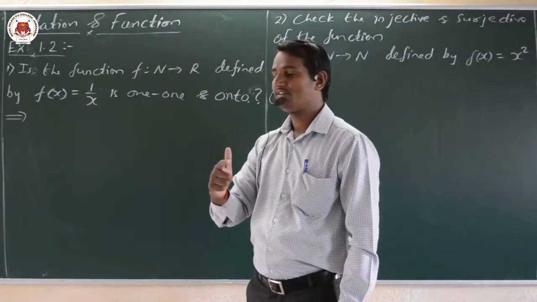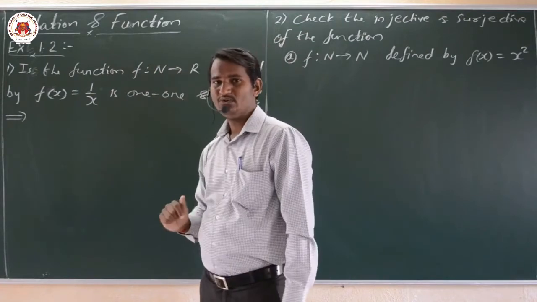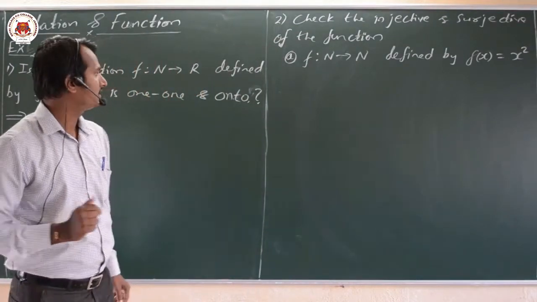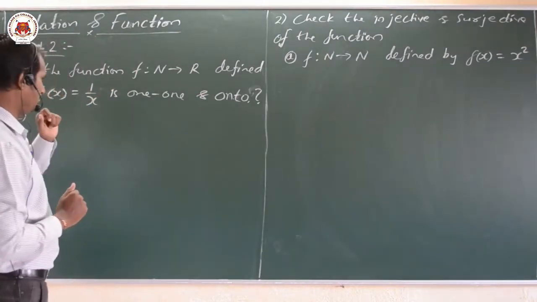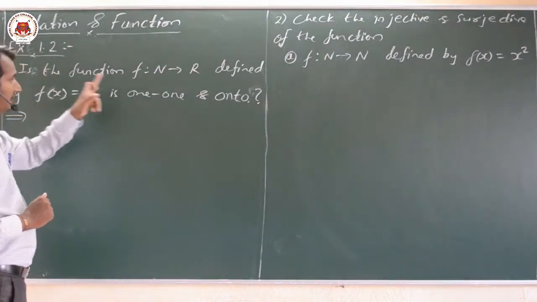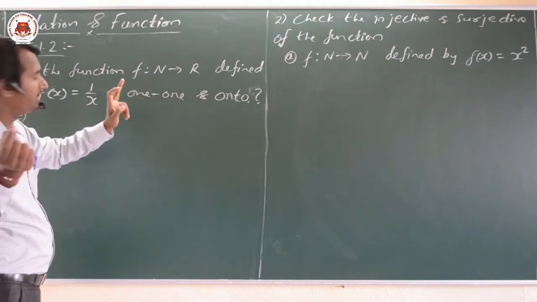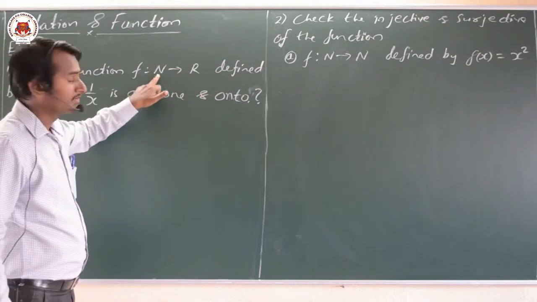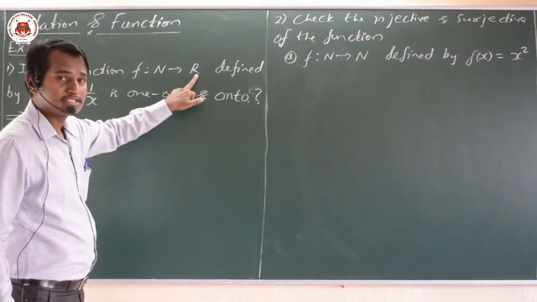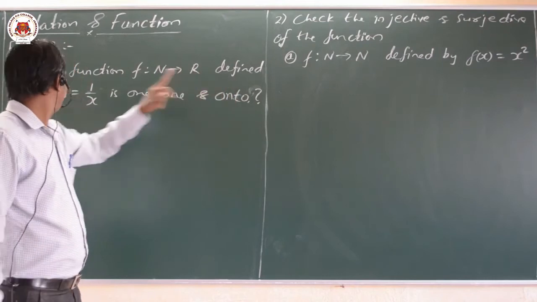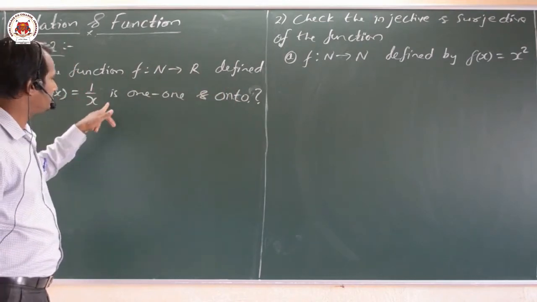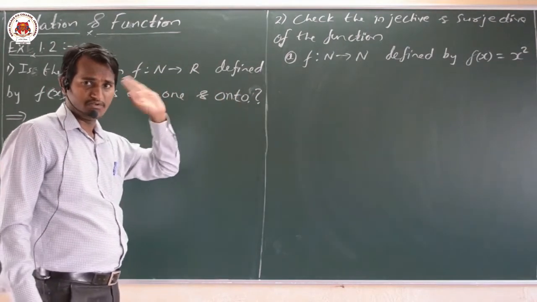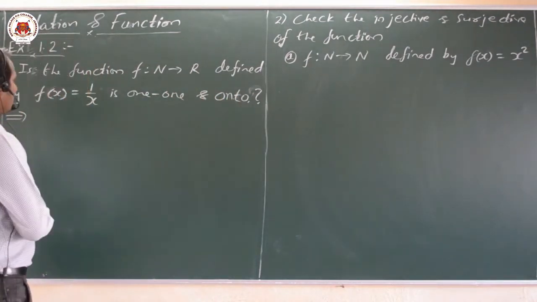Okay, dear friends, now let us start with Exercise 1.2 related to our injective and surjective functions. Now, what is this particular example? Let us say the first one. We have to check whether this function f from N to R, where N means natural numbers, the domain is the natural numbers and the codomain is the set of all real numbers, defined by f of x equal to 1 by x, is one-one and onto. We have to check whether it is injective or surjective or not. Okay, fine. Let us observe the problem.